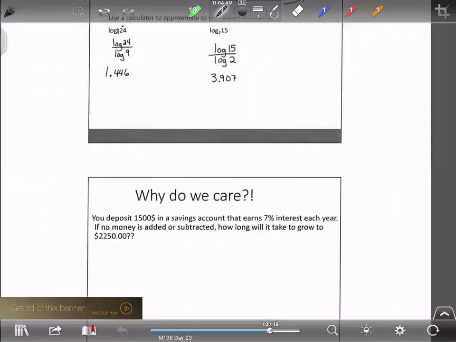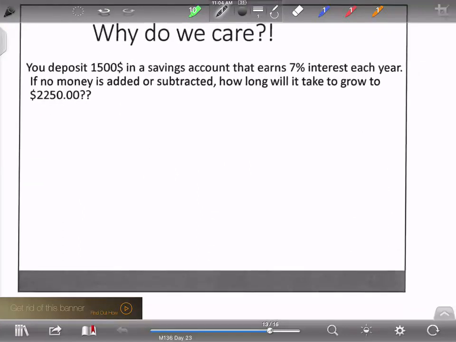Right. Why do we care? So here is why we care. So say we deposit $1,500 into a savings account that earns 7% interest each year. No money is added or subtracted. This time we're being asked to figure out how long will it take for our money to grow to $2,250, and that's it, no change.